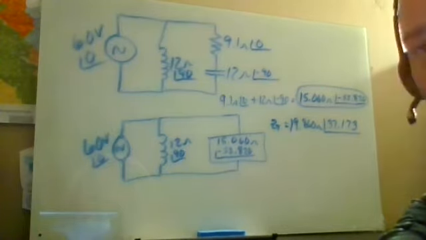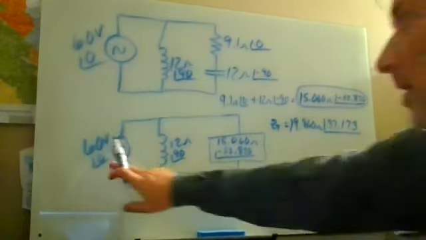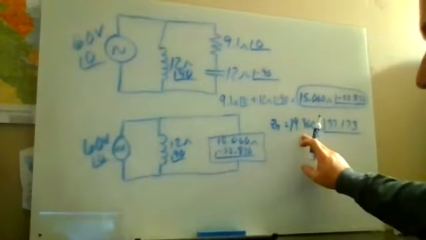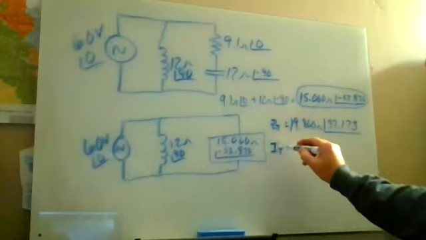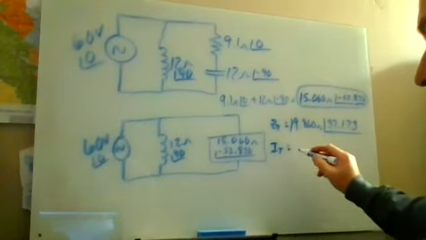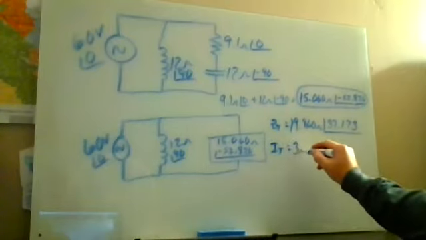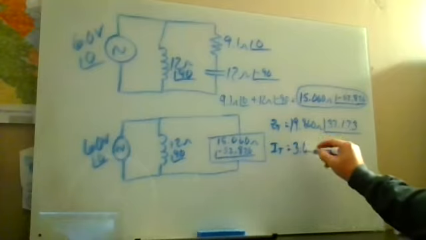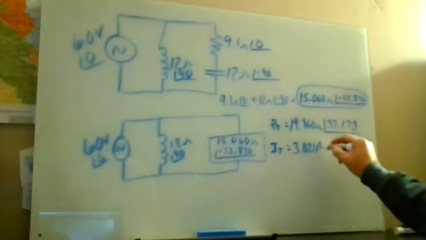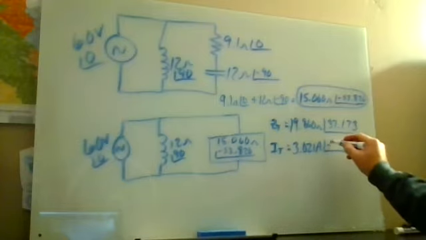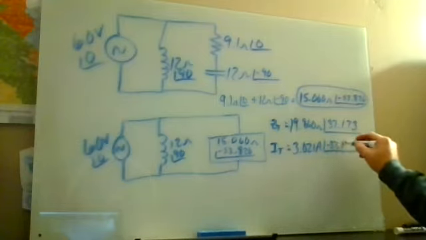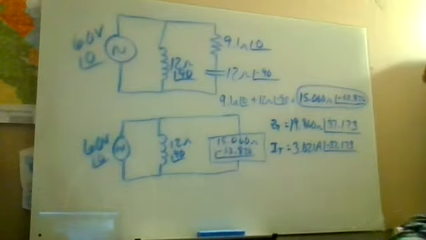Now I can get my I total. E total divided by Z total gives me I total. When I do that, I should get 3.021 amps at an angle of negative 37.173.